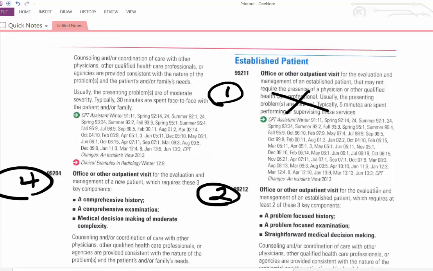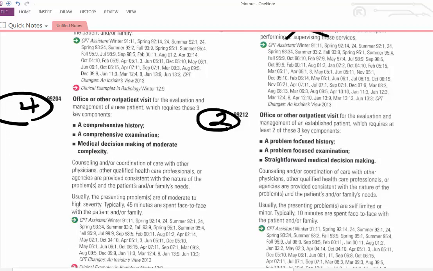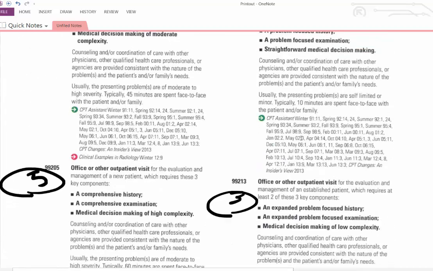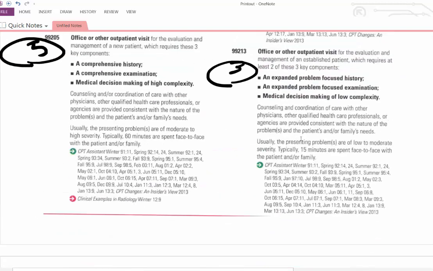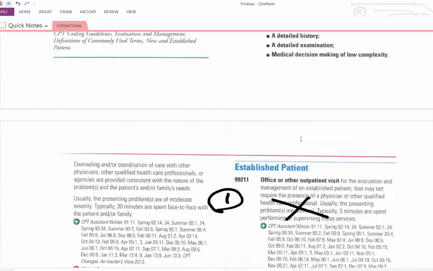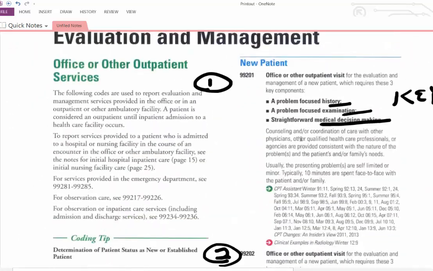Now, please ignore, this is a rarity, this is an exception, ignore the fact that 99211 does not have key components. So this is the rare exception, but we're still going to consider it service level 1. So the number of codes under established patient is 1, 2, 3, 4, 5, and that equates to 5 service levels. And I recommend you write the numbers 1, 2, 3, 4, 5 off to the side in your CPT to remind you what service level each code represents.